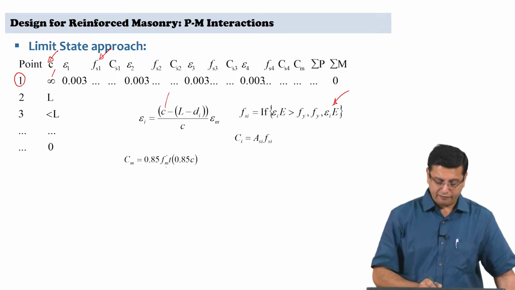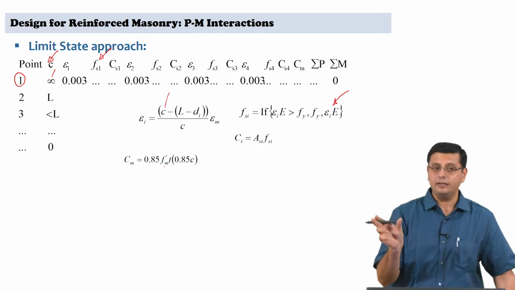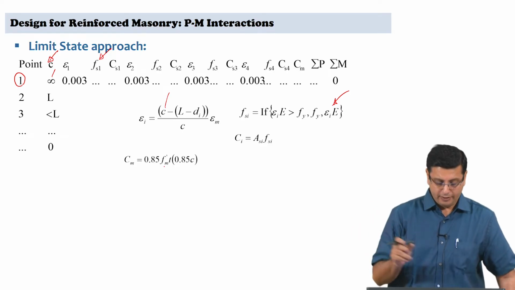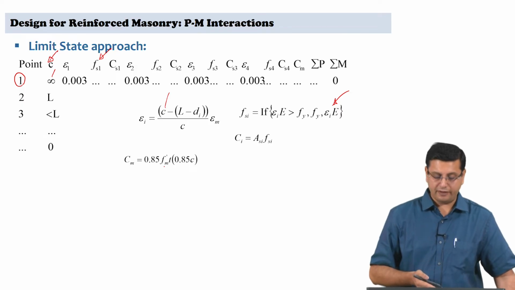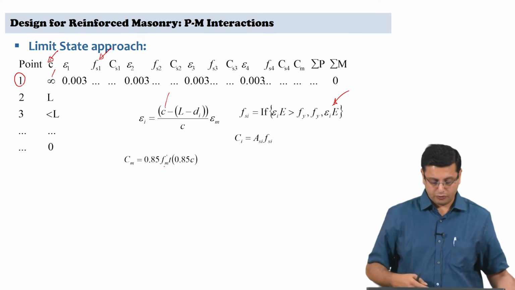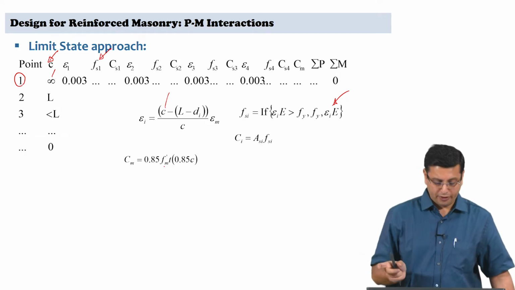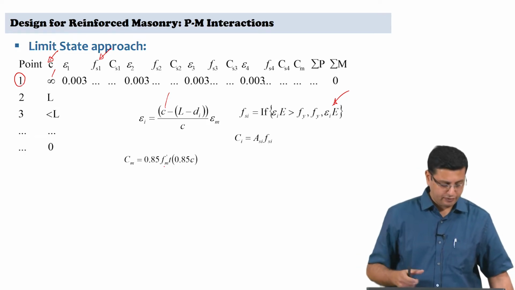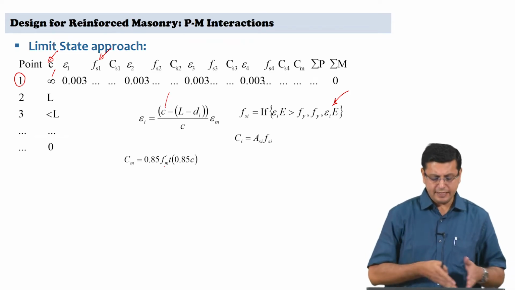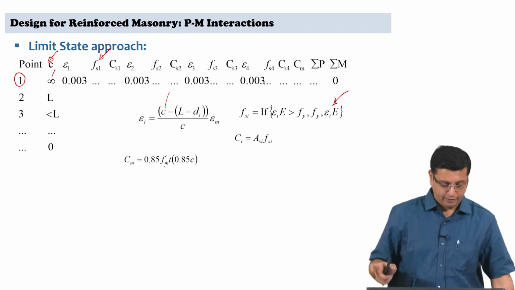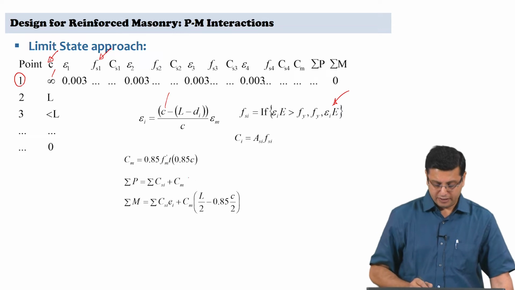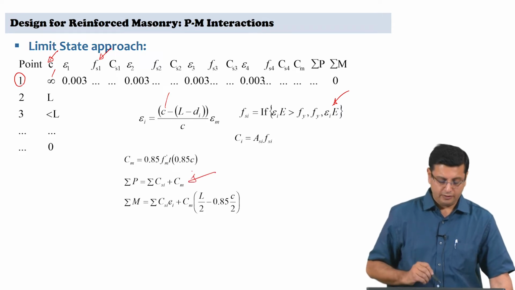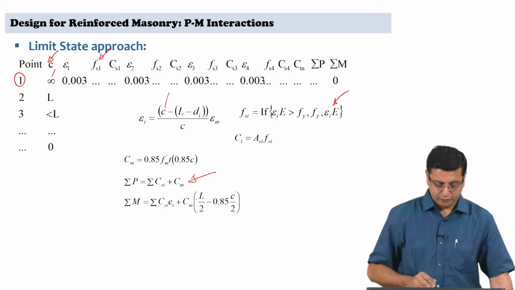We use 0.85 F prime m, where we are using the stress block parameters now, and therefore the compression resultant Cm in the masonry is 0.85 F prime m into t, the thickness of the wall, into 0.85 C. So 0.85 into 0.85 gives you the rectangular stress block parameters, and C is again the compressed length of the wall in masonry. So Cm is estimated, you get your estimate of the total force resultant, axial force resultant, and the total moment resultant.